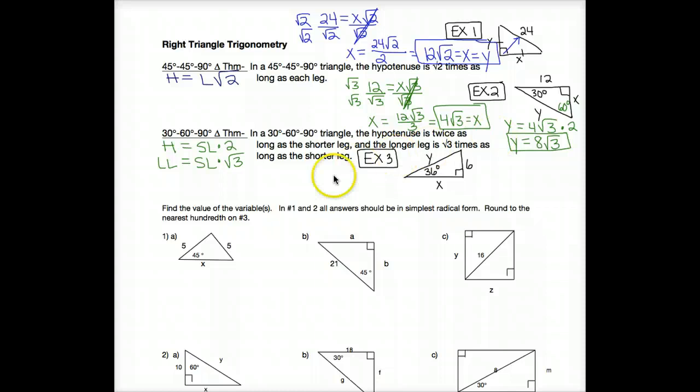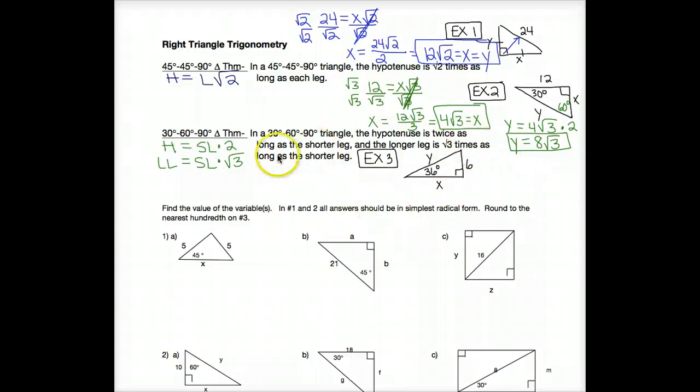Now, example 2 are going to be your 30, 60, 90s. Remember, it's not always going to be set up exactly like this one. If I give you the short leg, then you're doing something different than what you do if I give you the long leg. But the point is, find the formula that you need and solve for the other variable. All right, the last example that we're going to do here is on Sohcahtoa.